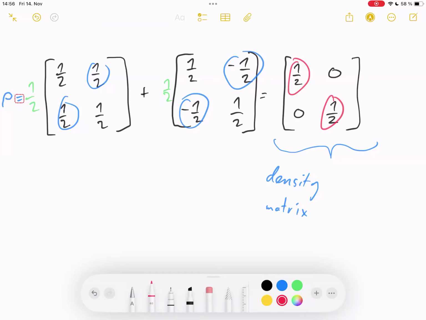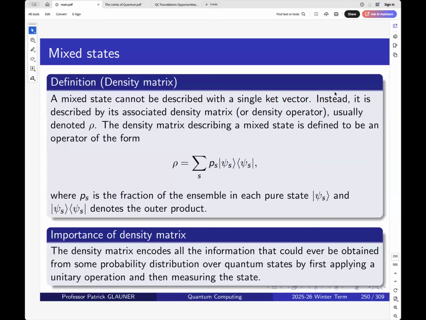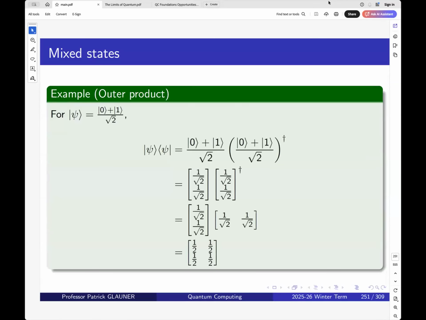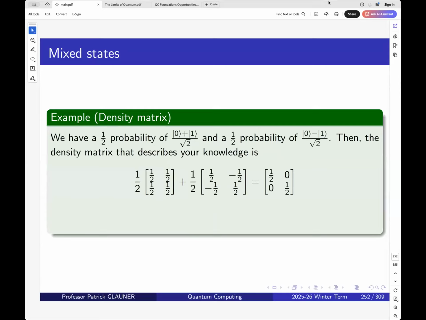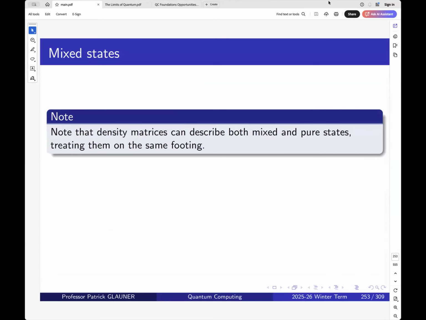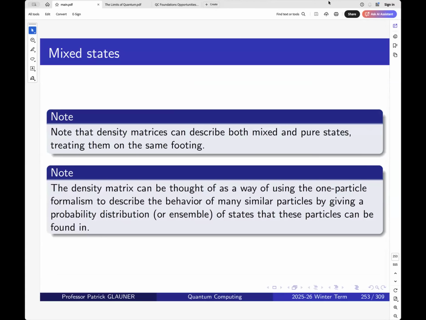Now, what is this actually useful for? These mixed states are super important in quite a lot of algorithms, and I'll show you this now in the slides. So we saw this definition. We've calculated one outer product, we've calculated this density matrix, and all I said orally with some explanations is also in here.